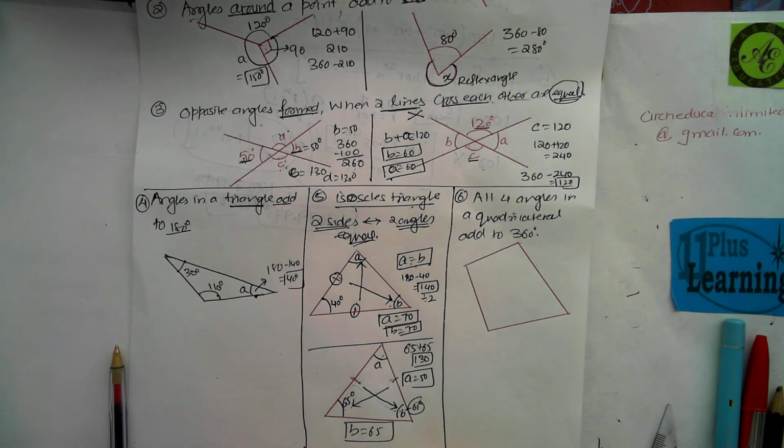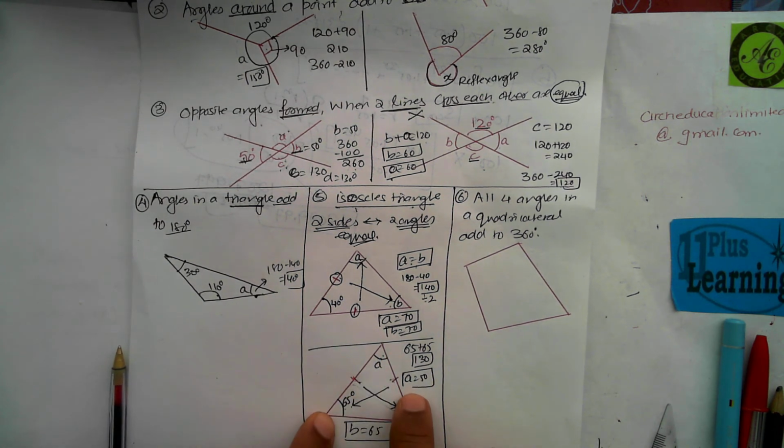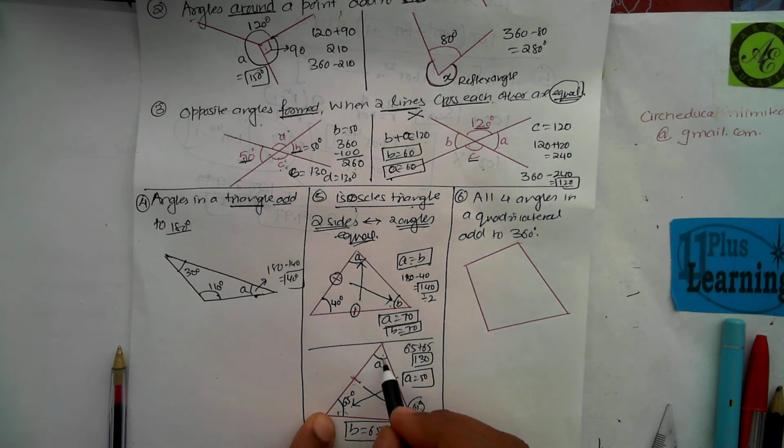Try and learn this properly again, guys. Two lengths equal, so the angles which are in front of these two lengths will have to be equal. So since one of them was 65, the other will also be 65. Once you know the two angles, take away from 180 to get the third one.